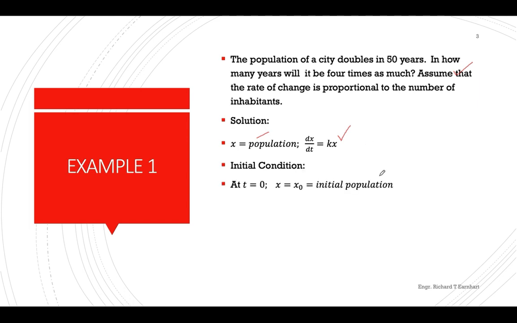We're not given the initial condition, so let it be x sub o, that is when the time is equal to 0. And then what is the time when the population is 4 times the initial population? So x is equal to 4 times the initial population.